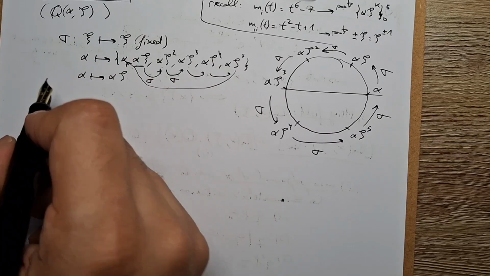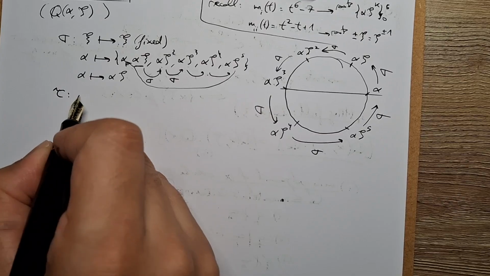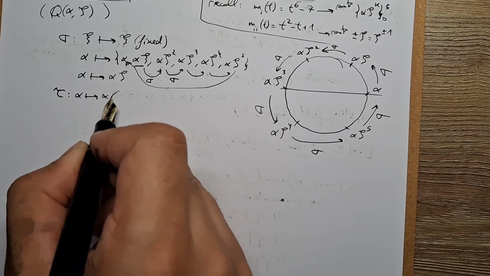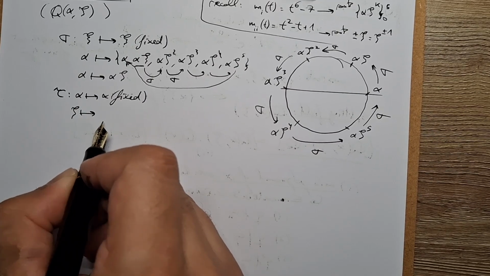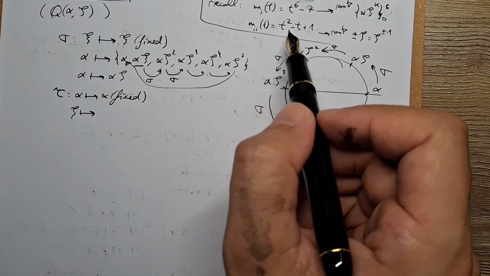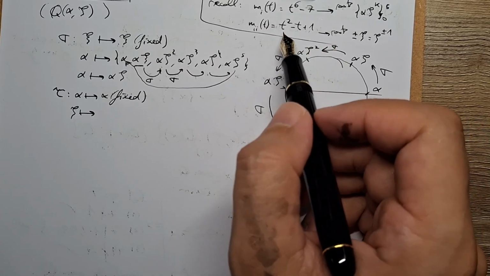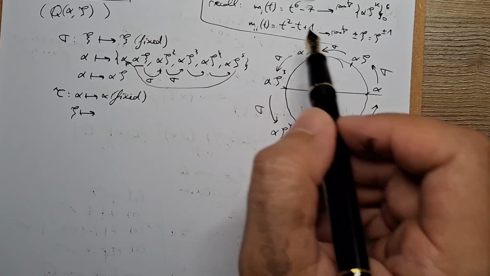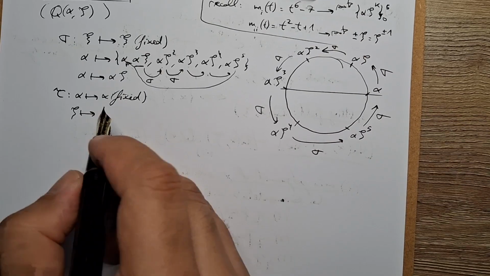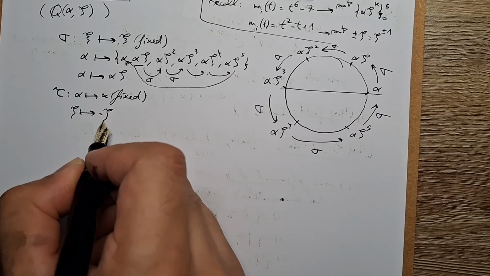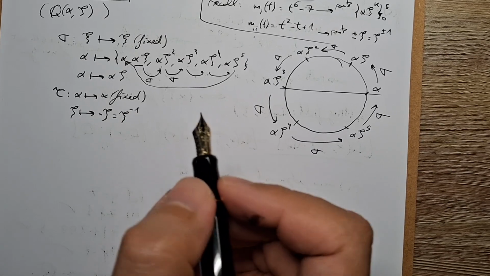Let's find the other one that we have. Let's say tau. So we want tau to fix alpha, and we want tau to act on theta. Now, to act on theta means to send theta to another root of the minimal polynomial of theta, and the options are plus, minus, theta. So since we are already in theta, what we want is to send theta to minus theta, which is the same as saying theta to the power of minus 1.